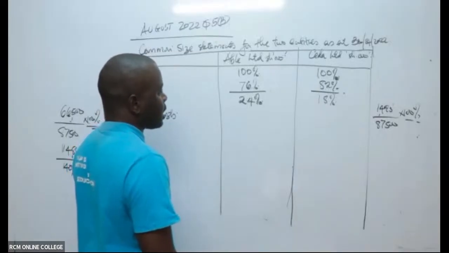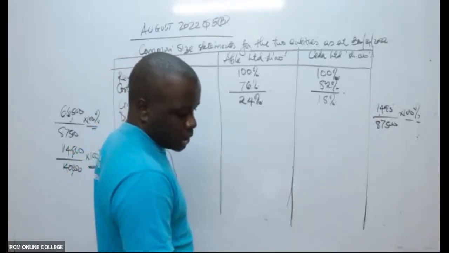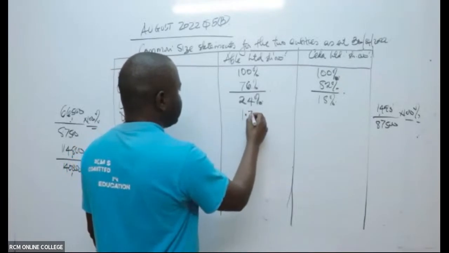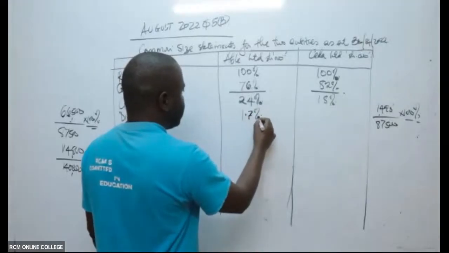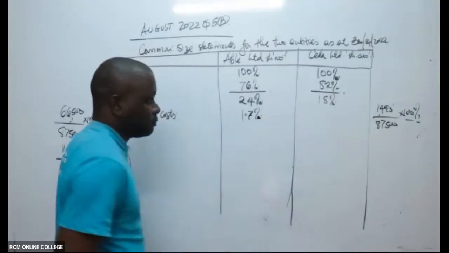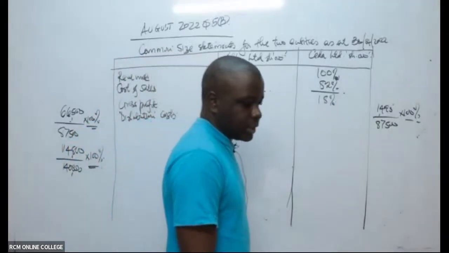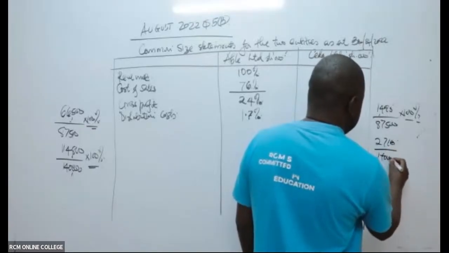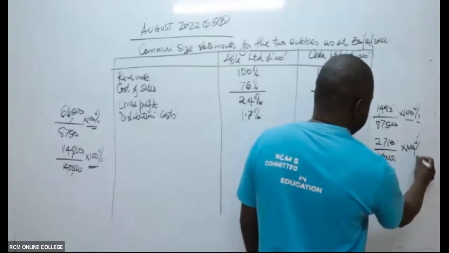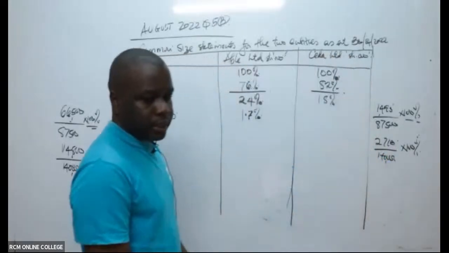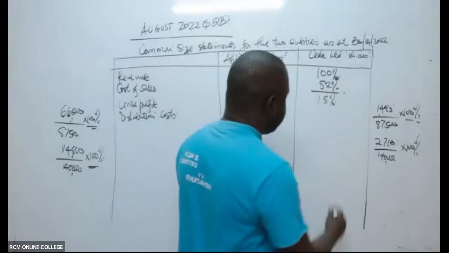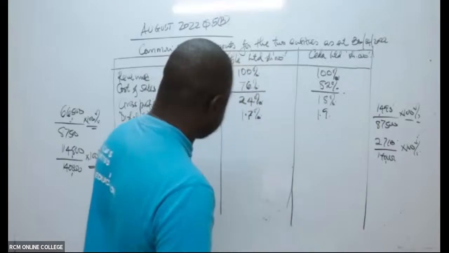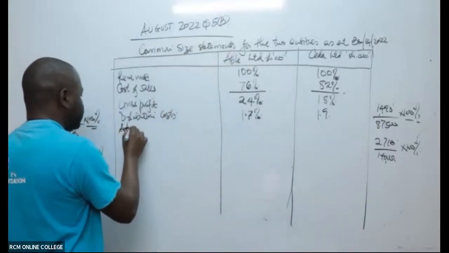So you're getting 1.71. I don't know whether we round off to one figure or two figures. We can round to one figure, so let's say 1.7%. What about the other side for Ta? You take 2710 over 140,000 and multiply by 100%. You get 1.9. Then the next item is administration expenses.